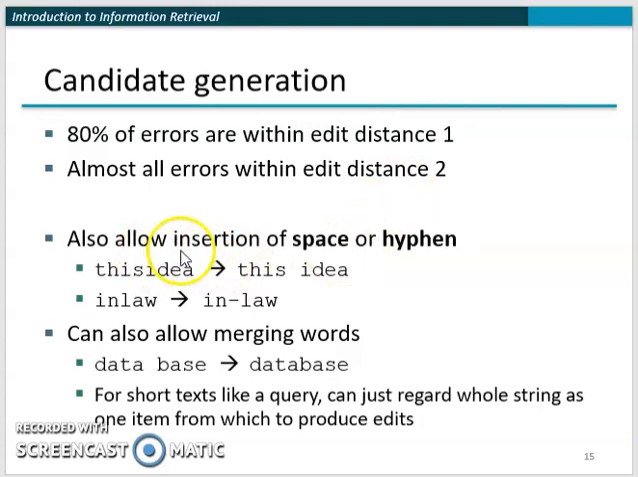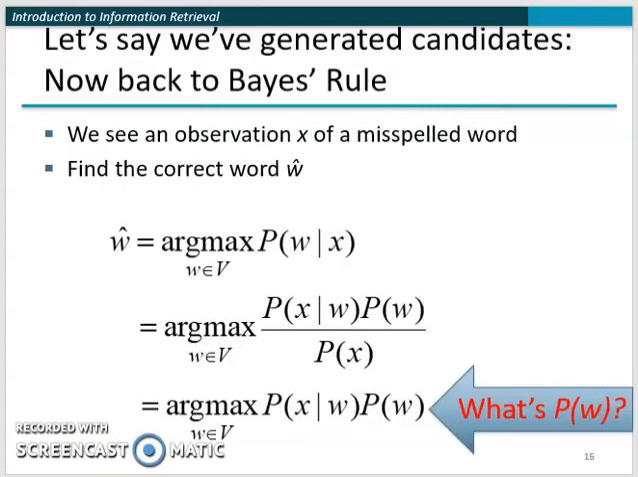In addition to the insertion of alphabets, we should also allow insertion of space or hyphen. For example, here the user wanted to write this idea but wrote it like this instead. And we can also allow hyphen. Similarly, we can allow merging of 2 words. Database could be written as this, and if this space is omitted, it can be written as this.